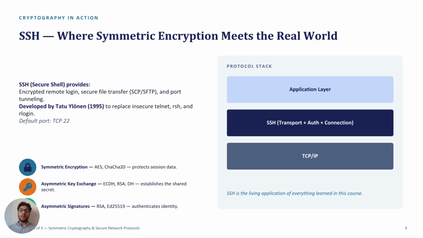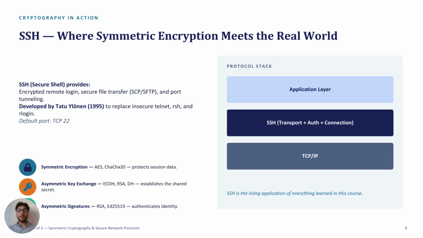Now let's see all this applied. SSH, Secure Shell, was created in 1995 by Finnish researcher Tatu Ylönen, specifically to replace insecure protocols like Telnet and rlogin. It provides three core services: encrypted remote terminal access, secure file transfer via SCP and SFTP, and port forwarding for tunneling other protocols.